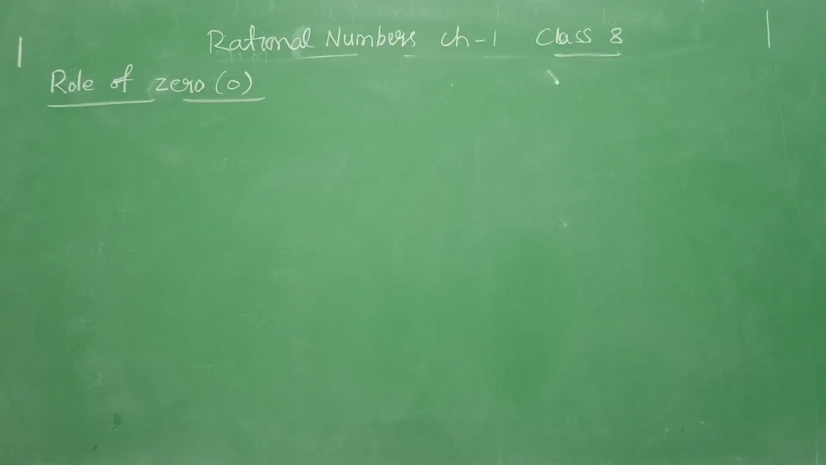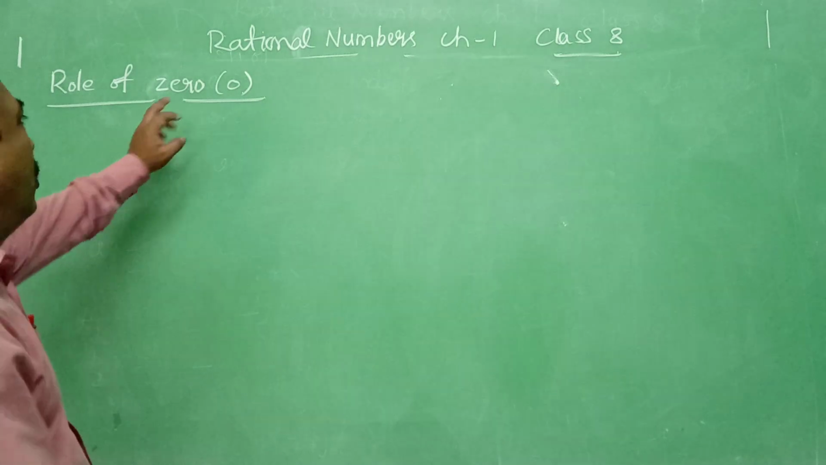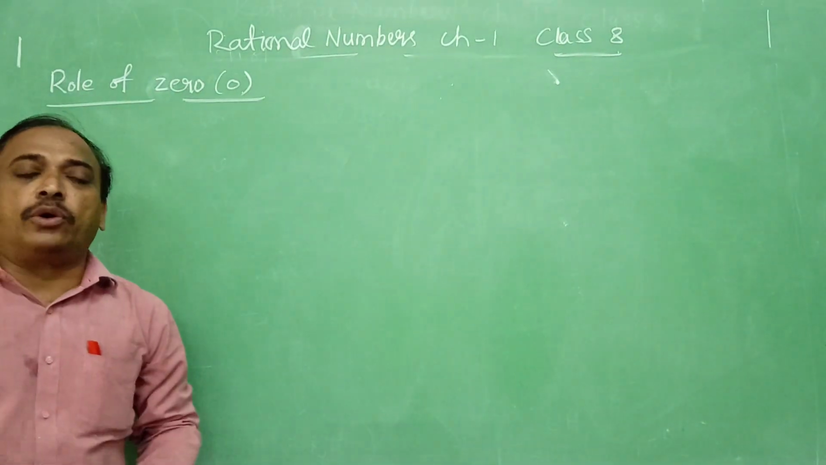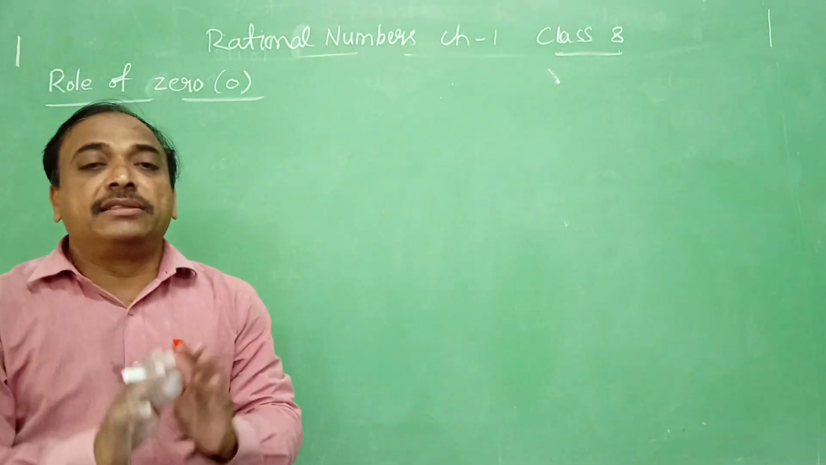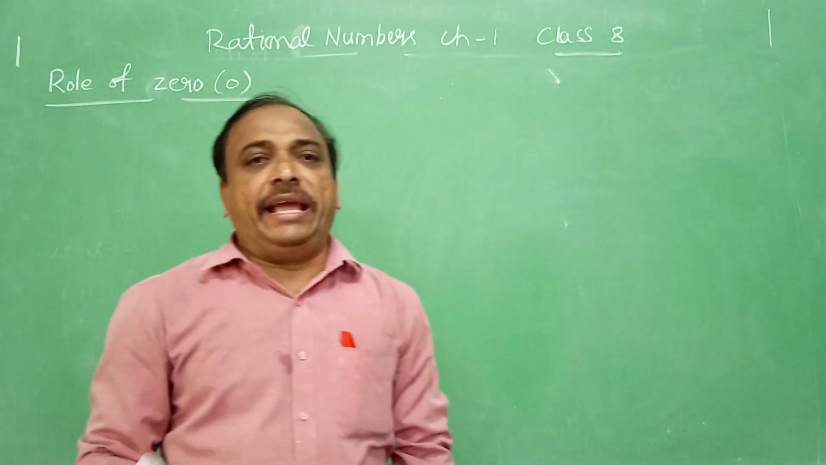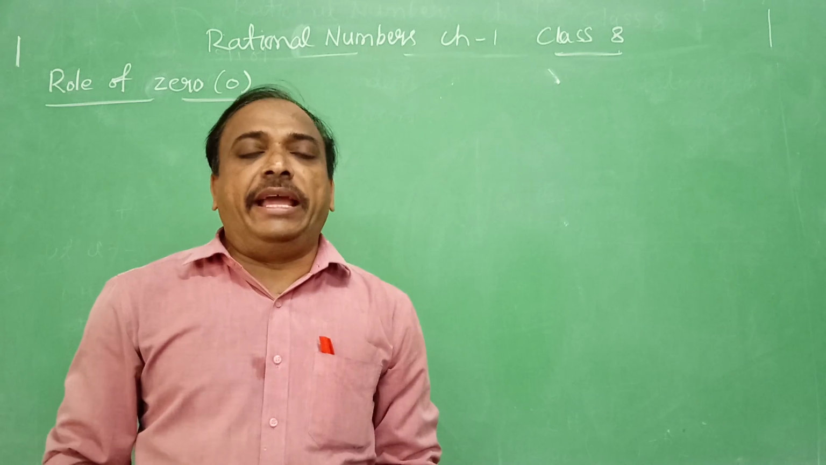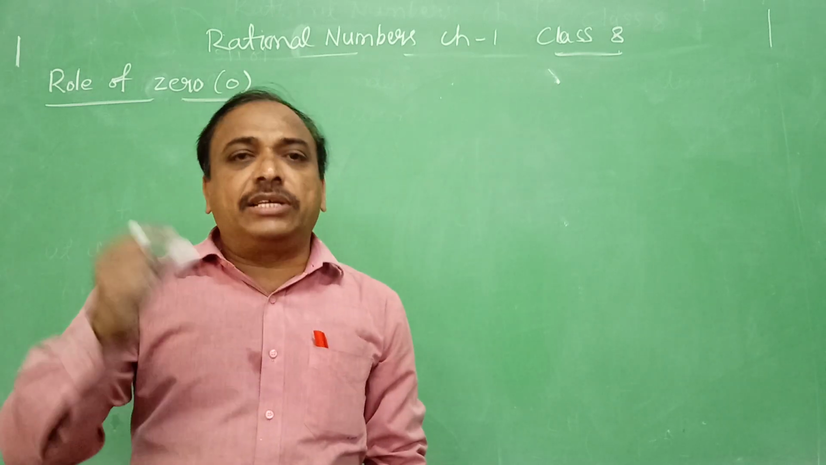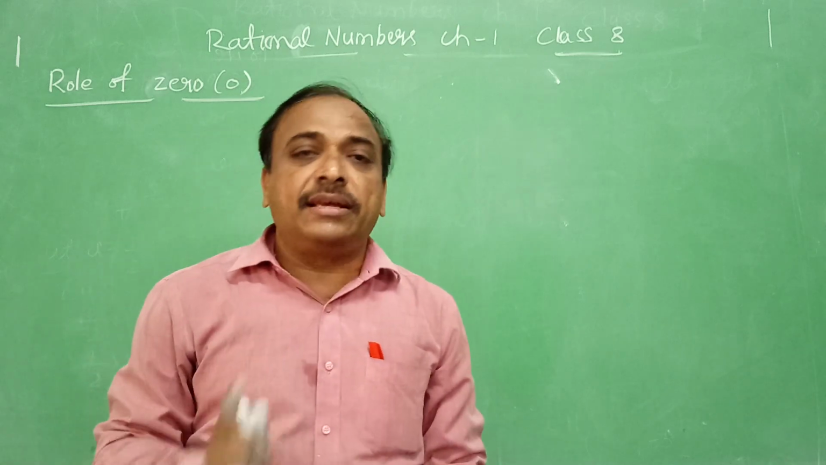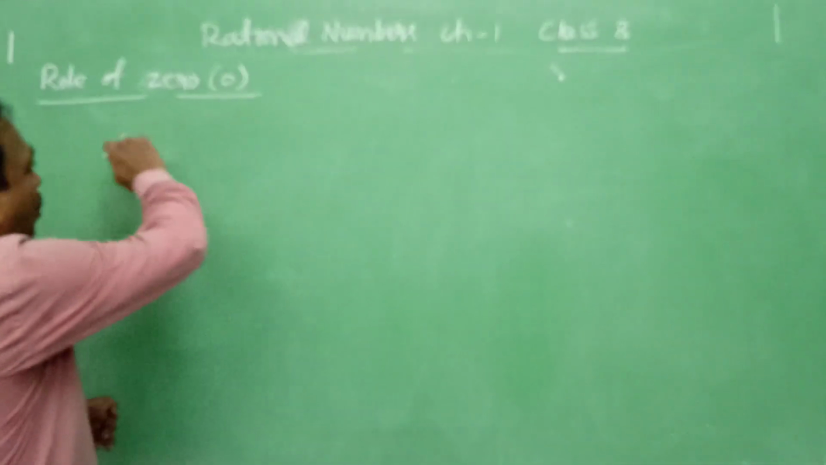Now we will see about the role of 0. What is exactly the role of 0? If you add 0 or if you subtract 0 from any number, the result remains the same. Either you subtract 0 from any number or you add 0 to any number, the result remains the same. That is the role of 0.